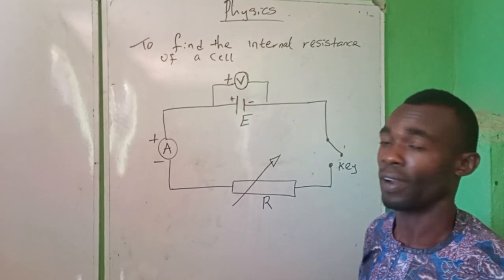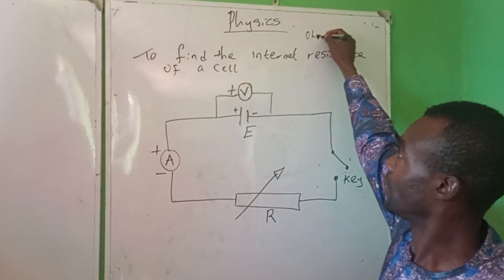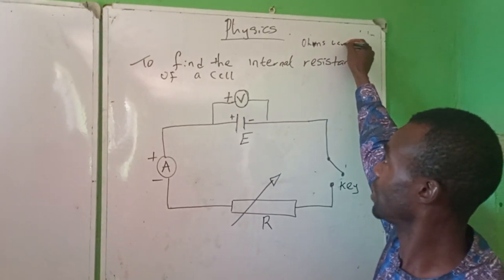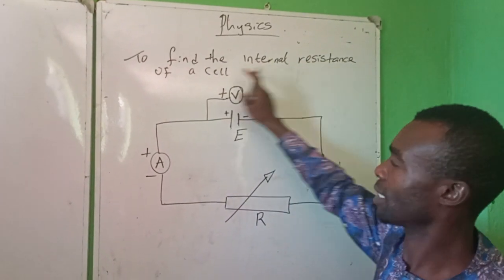Last time we verified Ohm's law. We verified Ohm's law, isn't it? Yes, sir. Today, by God's grace, we are going to find the internal resistance of the cell.